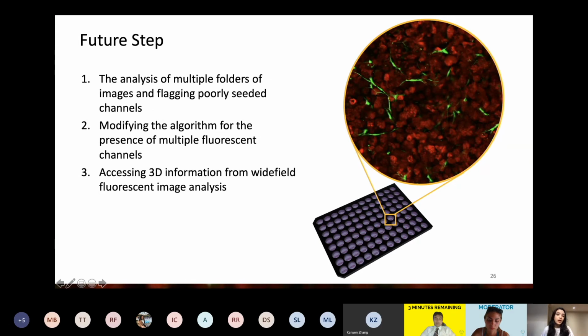Our future step is to allow the analysis of multiple folders and flagging poorly seeded channels. As I talked about before, we'd often have multiple reps per day, and we'd likely want to see the tumor growth over a period of days, so we'd want to analyze multiple folders at once. We'd also want to modify the algorithm for the presence of multiple fluorescent channels. So in this image, we have our CAFs in green, so we'd likely want to modify our algorithm so that it can still produce mean gray values with different images. We'd also want to access 3D information from whole fluorescent image analysis.